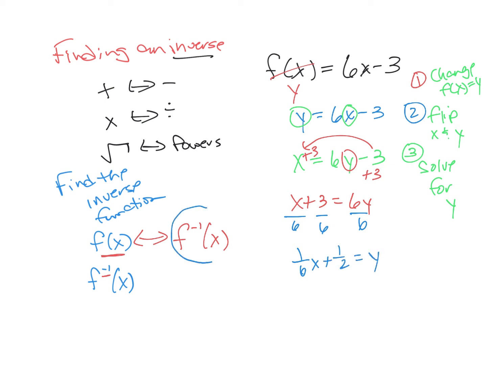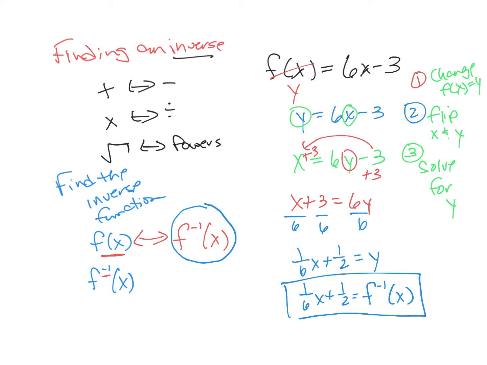Now, I have to state that I understand that this is the inverse. This right here, this is my answer. So this is 1/6 x plus 1/2 equals f of negative 1 of x. And this is my answer. Okay, so I do want to talk about why I did it that way instead of this.